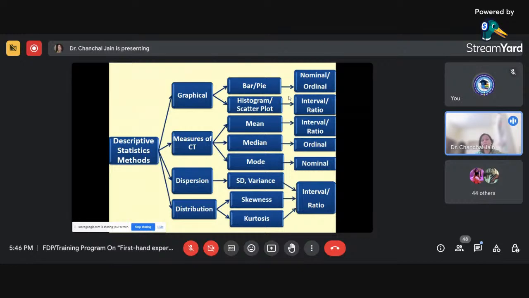Coming to the measures of central tendency. Again, it is not the case that whatever type of data we have, we can apply either mean, median, or mode. No, it is not permitted. It is not correct either, right?